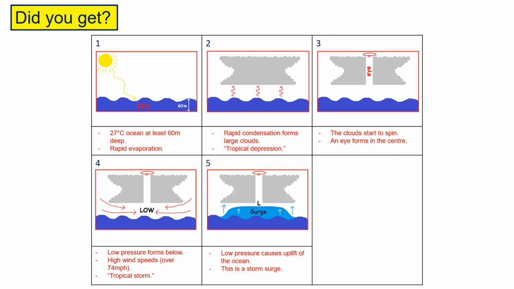Step 4, low pressure forms below the storm. You get high wind speeds as the air is drawn in, and when it hits 74 miles per hour, a tropical storm forms. And then number 5, low pressure causes the uplift of the ocean, and this is a storm surge. Brilliant.